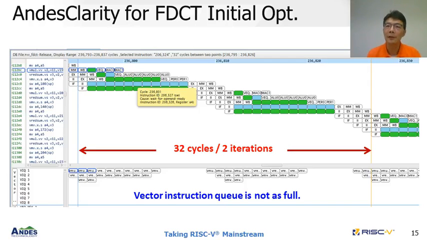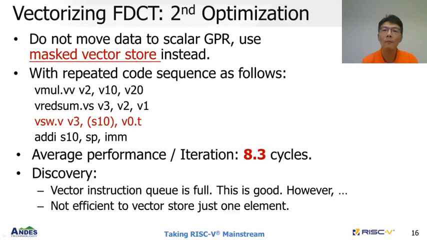You can also see that the vector instruction queue does not have many vector instructions in there from the lower part of the VIQ resource usage display. From the above discovery, the developer decided to change the scalar store to a masked vector store to put the reduction sum result to memory.